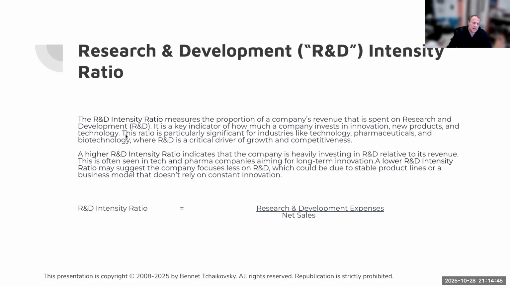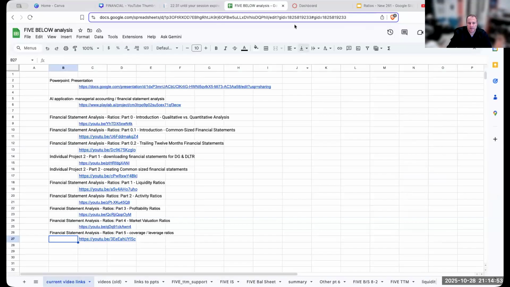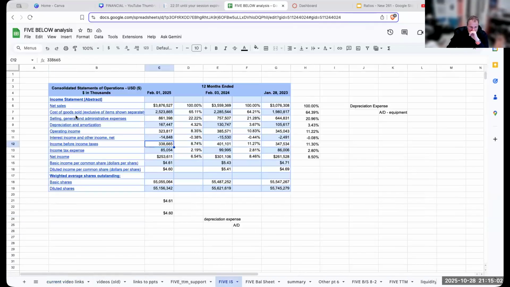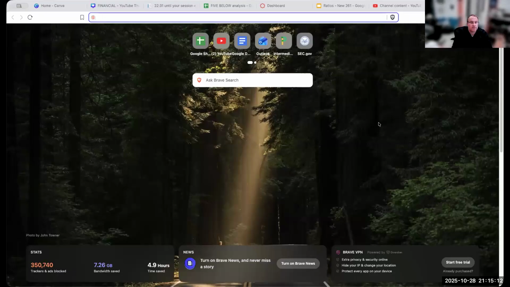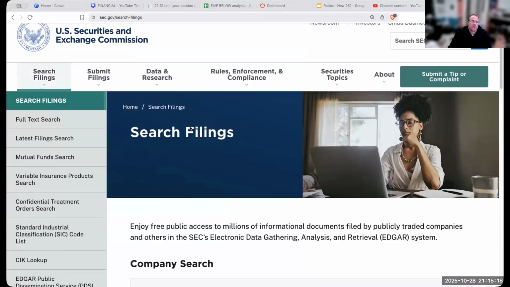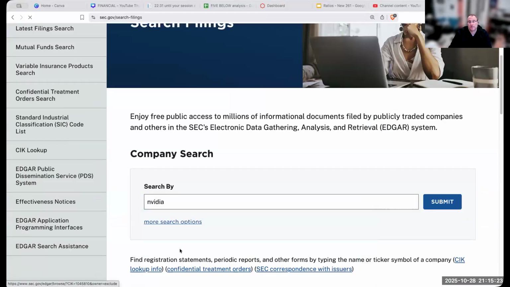Now, the first question is, does Five Below have R&D? I think they're buying their own stuff. If we look at their income statement, if they did have any R&D, it would probably be buried in one of these items. However, there are companies where, if you're involved in technology, you want to be going through and highlighting, like NVIDIA.